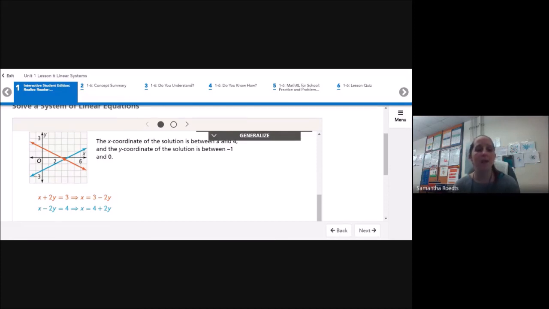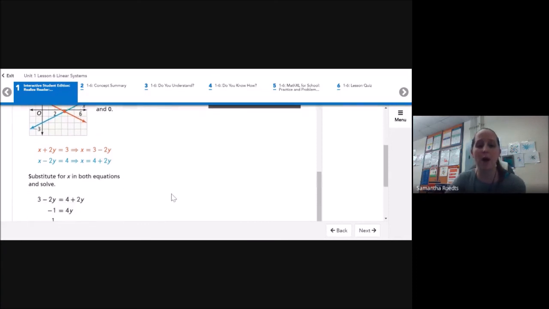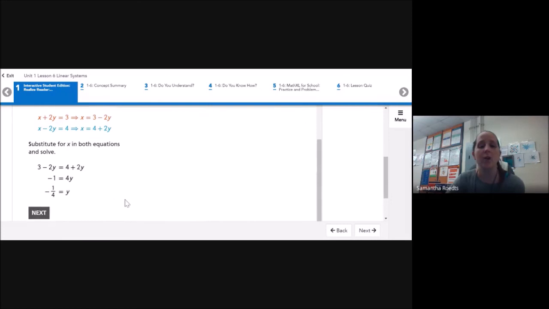Well, both of these have a variable x by itself. So I can solve each of these equations for x and then set them equal to each other. So for x plus 2y equals 3, I subtract 2y from both sides, and for x minus 2y equals 4, I add 2y to both sides. So I get x equals 3 minus 2y and x equals 4 plus 2y. I set them equal to each other and I solve for y. When I do that, I get y equals -1/4.